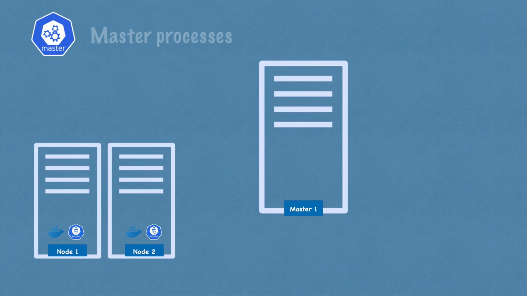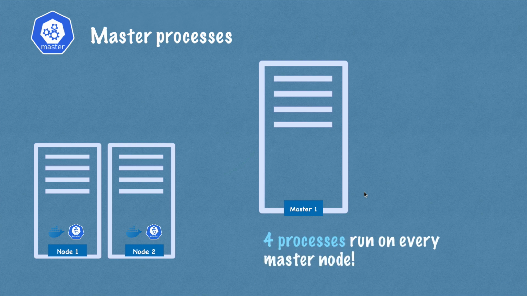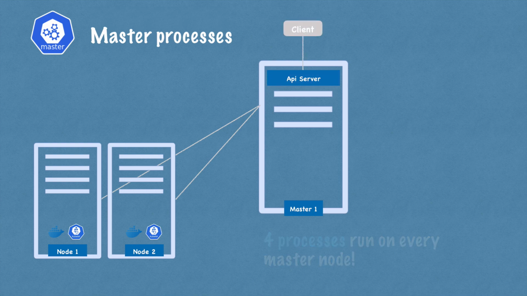So master servers or master nodes have completely different processes running inside. And these are 4 processes that run on every master node that control the cluster state and the worker nodes as well. So the first service is the API server. When you as a user want to deploy a new application in a Kubernetes cluster, you interact with the API server using some client. It could be a UI like the Kubernetes dashboard, a command line tool like kubectl, or the Kubernetes API.